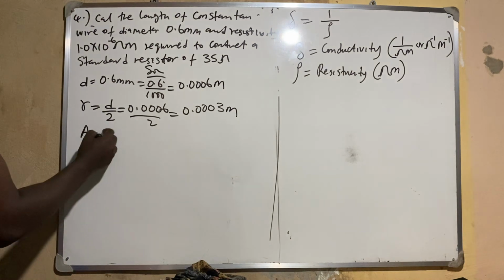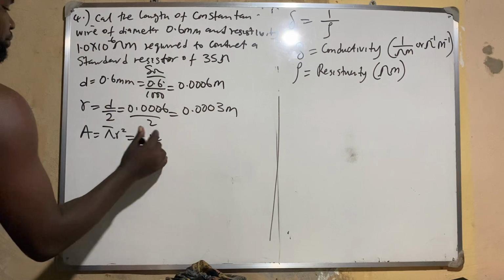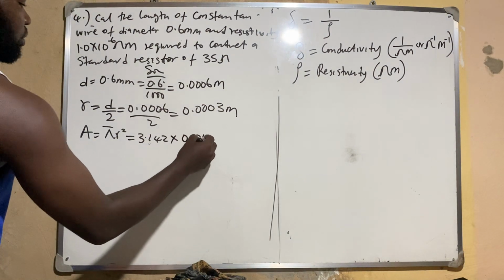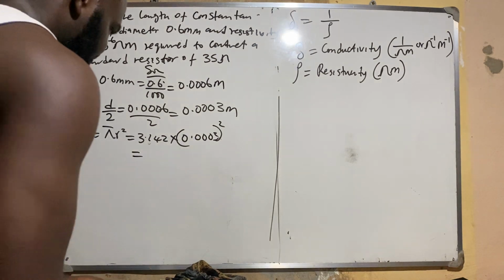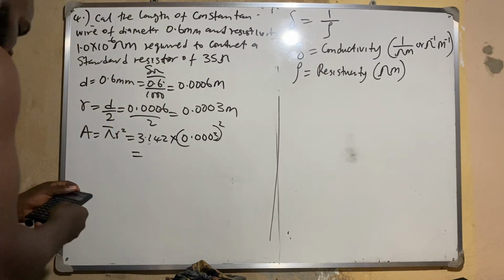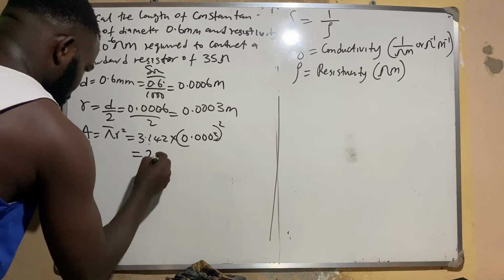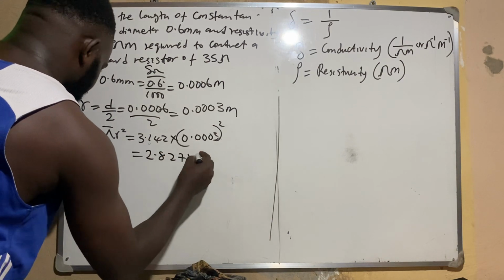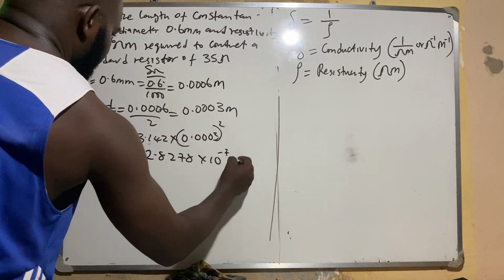I know that my area is equal to pi r squared, which is 3.142 times 0.0003 all squared. So my area will now be 3.142 times 0.0003 times 0.0003. So I'll be having 2.8278 times 10 raised to the power minus 7. Okay, so this is my area in meter square.